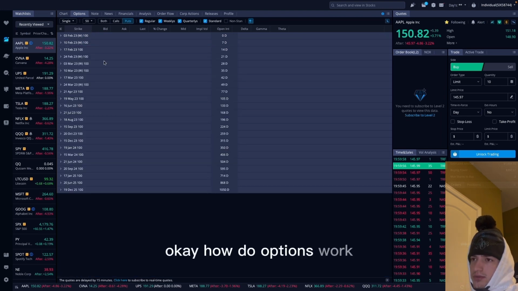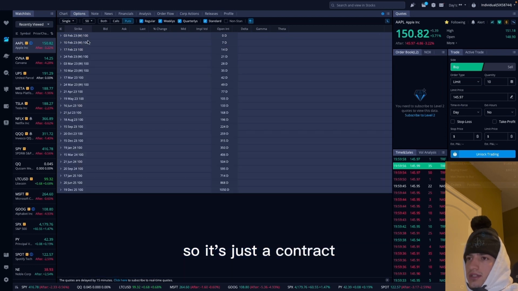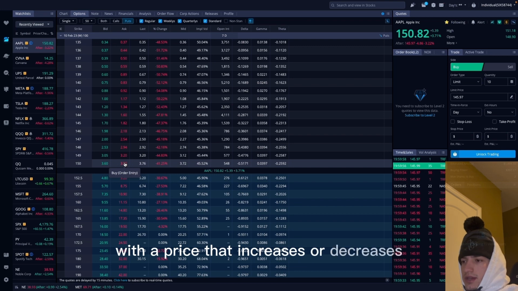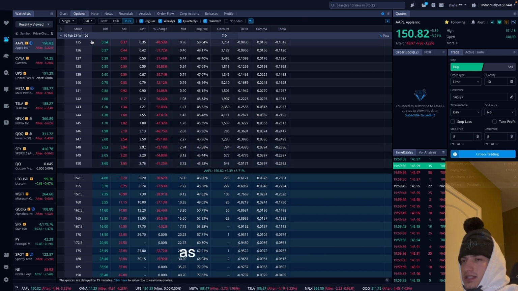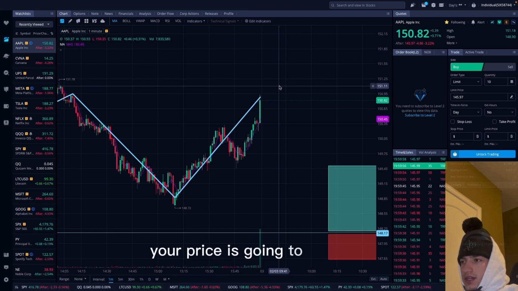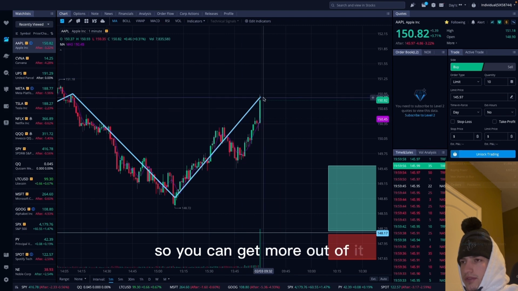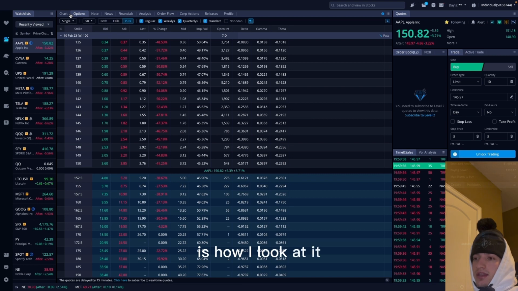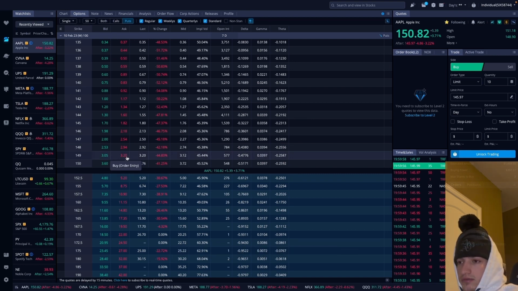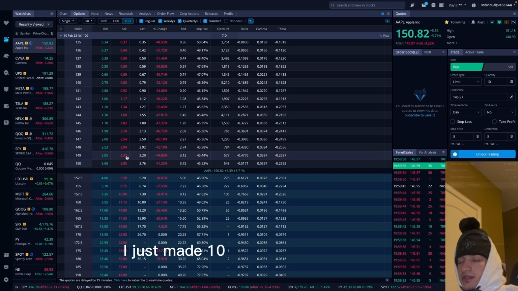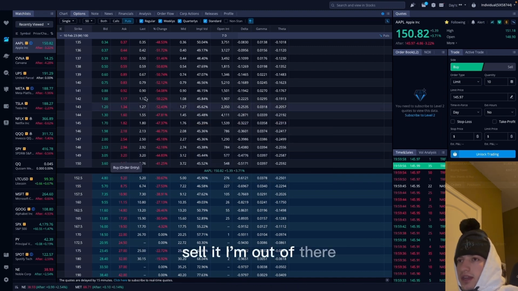Okay, how do options work? So it's just a contract with a price that increases or decreases as the stock moves. So if you're buying calls and the stock goes up, your price is going to increase so you can get more out of it. Basically, you're flipping a contract is how I look at it. You're buying a contract at, just say we're buying this one, $320. If this contract moves to $330, I just made $10 off that contract. Sell it, I'm out of there.